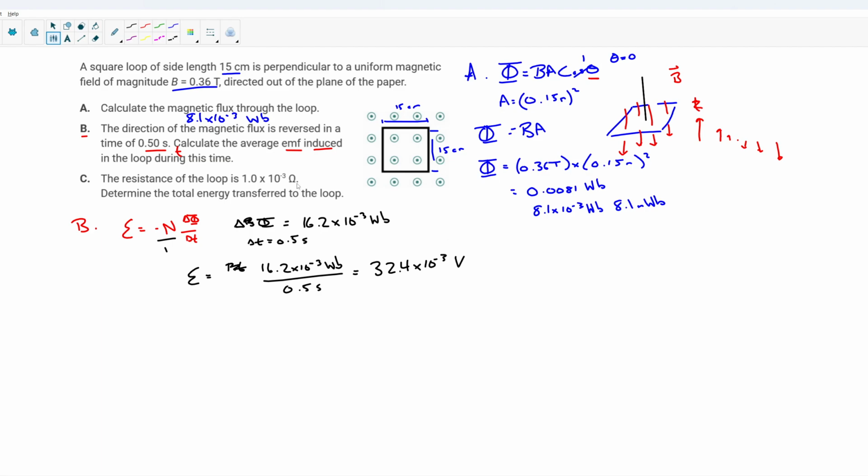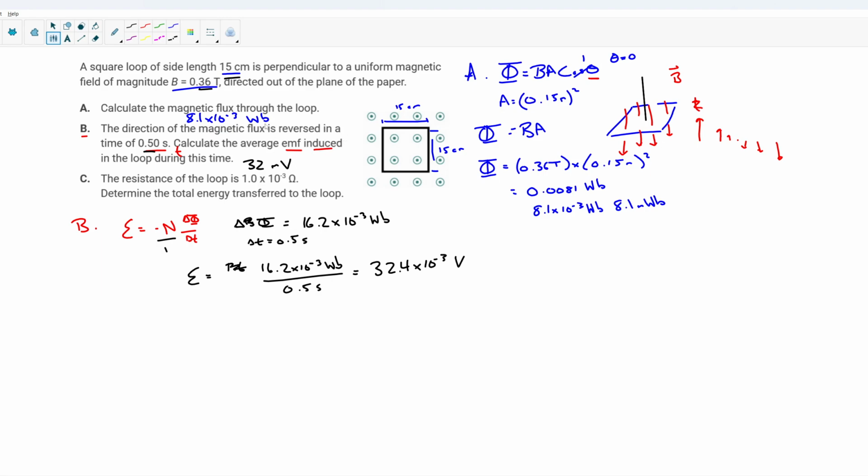I should do my sig figs. I got 2 sig figs, 2 sig figs, 2 sig figs. We should round this final answer to 2 sig figs. So our EMF here will be 32 millivolts, is how I like to say that. 32 times 10 to the minus 3 volts, also great.